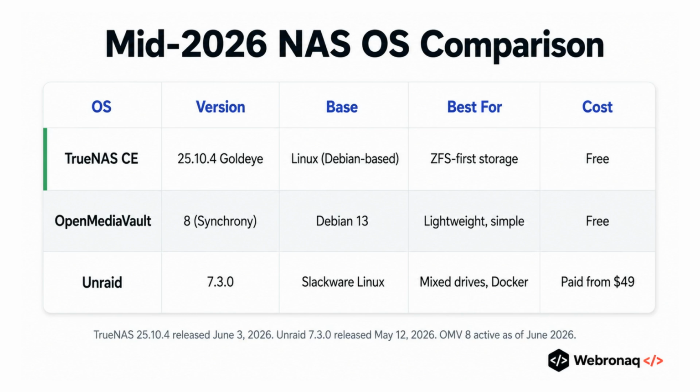Third, Unraid 7.3.0, released May 12, 2026, is the paid option, starting at $49, and its big win is mixing drives of different sizes in one array without reformatting. For our 4-bay ZFS build, TrueNAS CE is the clear pick. It has the deepest ZFS integration and the most active release cadence right now. So let's talk about why ZFS matters so much.